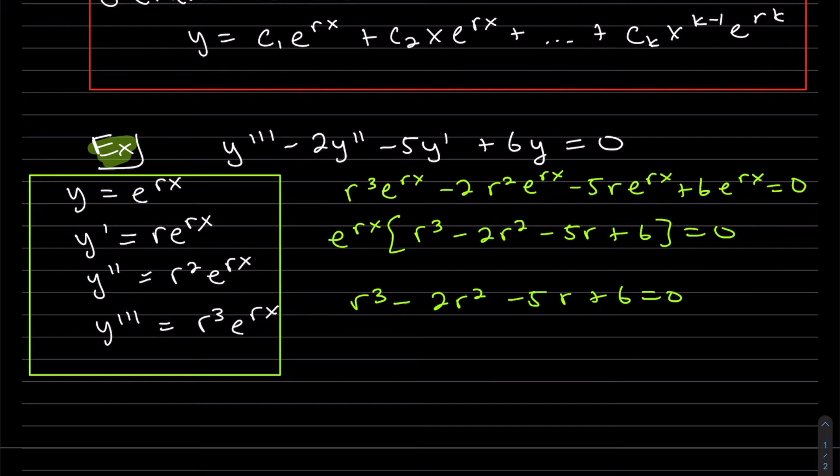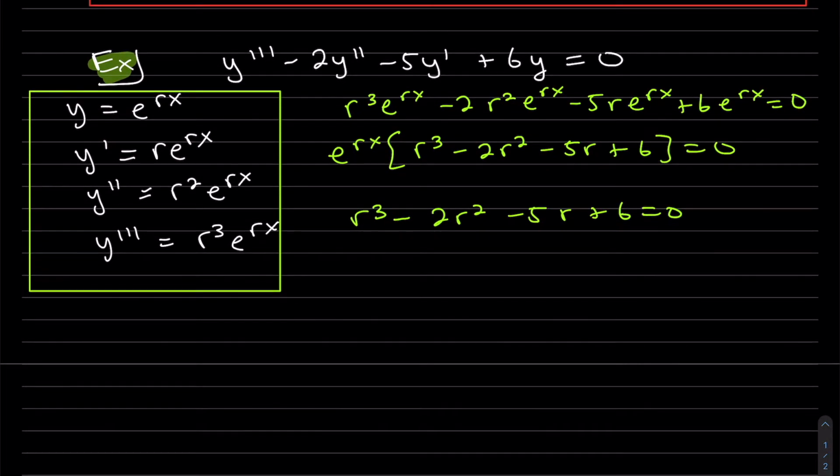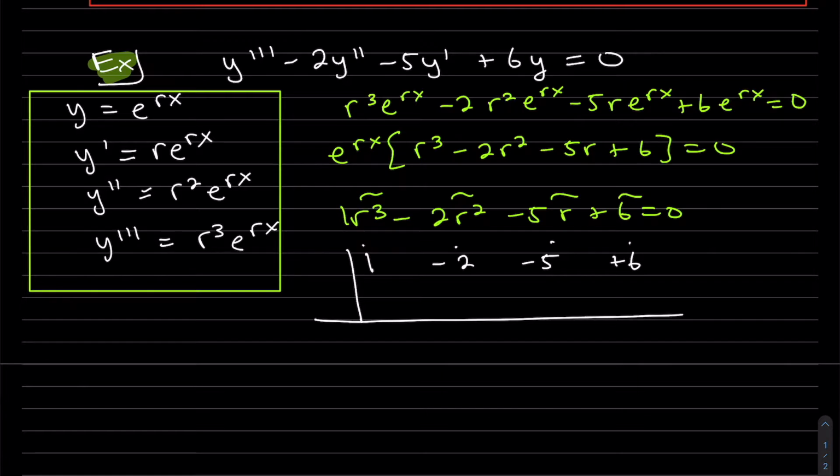Okay, so now we need to solve this. It looks like we're going to have to use synthetic division. Now, if you remember, you want to use the coefficients. So there's a 1 there. And make sure there's a 0 placeholder if you ever do skip a power. So the coefficients are 1, minus 2, minus 5, plus 6. And again, 3, 2, 1, 0. And remember our possible rational roots. We start with plus or minus 1, plus or minus 2, plus or minus 3, plus or minus 6.